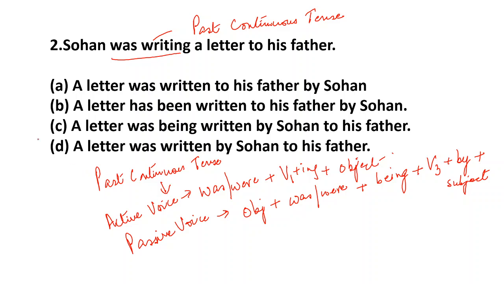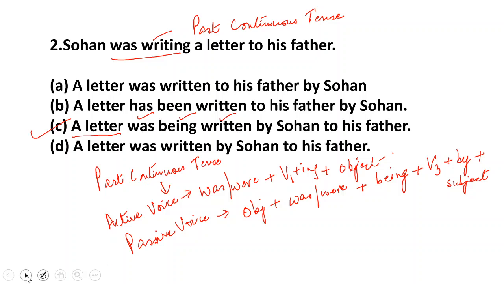So here is the third sentence. That is, was is there. You can see this is the object. Letter is the object. Was is there. Being is there. Plus V3, the third form of write is there. By Sohan, by subject, to his father. So this is the second one.